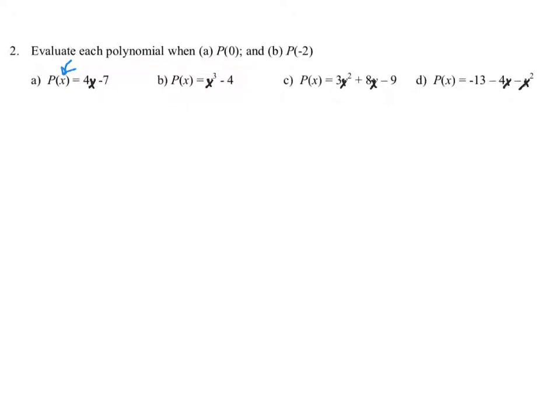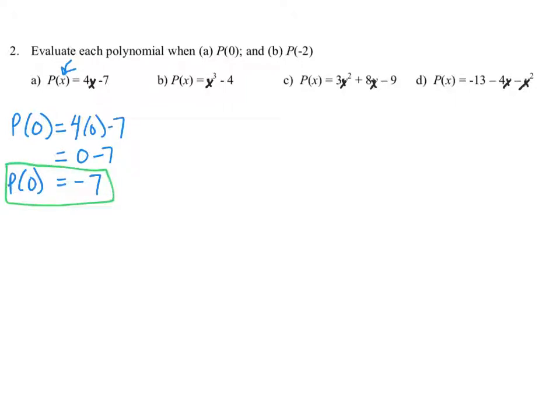We want to start with example A. P of x is equal to 4x minus 7. So we want to evaluate p of 0 by replacing the x in the original polynomial with 0 and then simplifying the answer. P of 0 would be 4 times 0 minus 7, or 0 minus 7, which is equal to negative 7. So the first answer for part A is p of 0 equals negative 7.